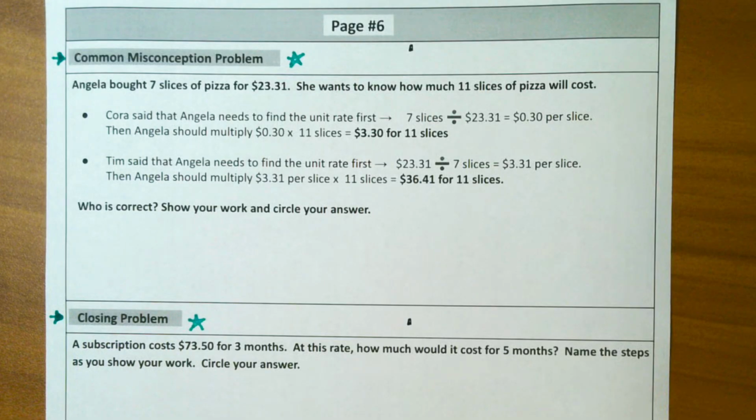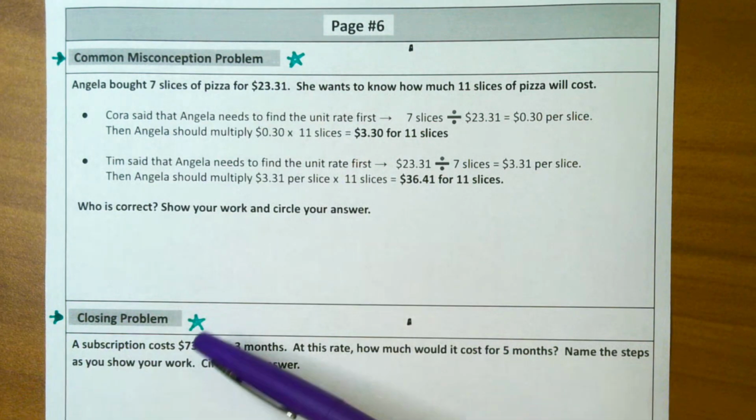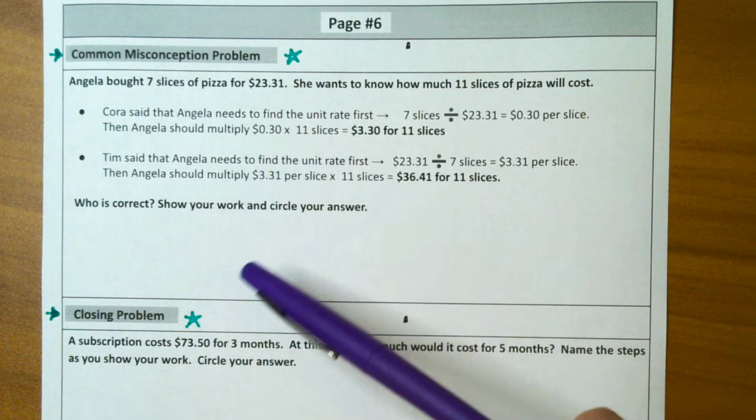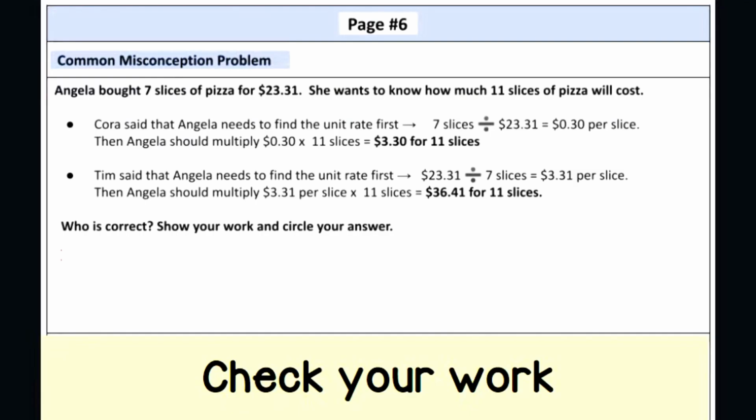All right, so page number 6, you are going to pause the video and complete our common misconception problem and our closing problem. So complete both of these. Once you finish both, come back to the video. All right, so we are going to go over the common misconception problem at the top, but we're not going to go over the closing problem.